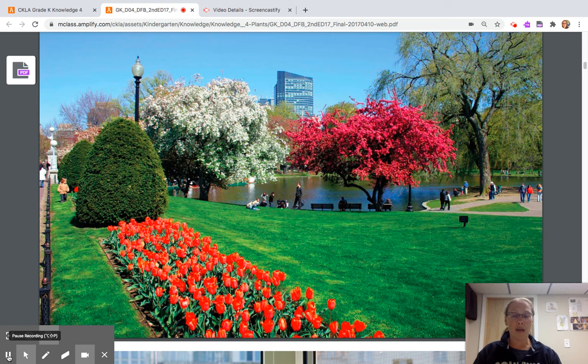Turn to your neighbor, or if you're at home, mom and dad, grandma and grandpa, older brother or sister, and see if you can use the word plant to describe each of those meanings.